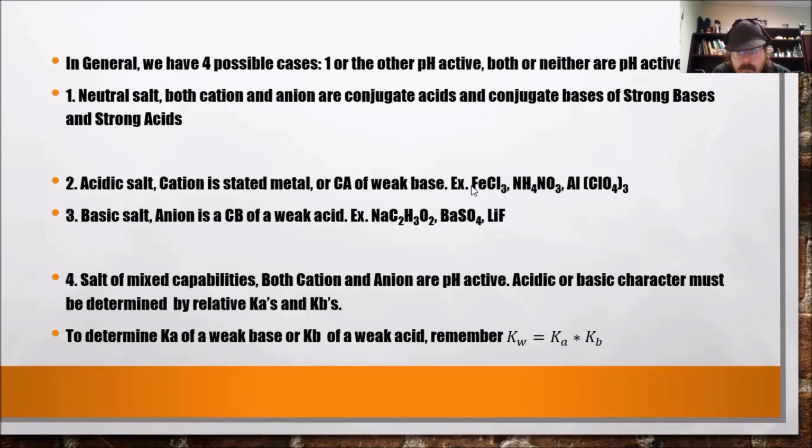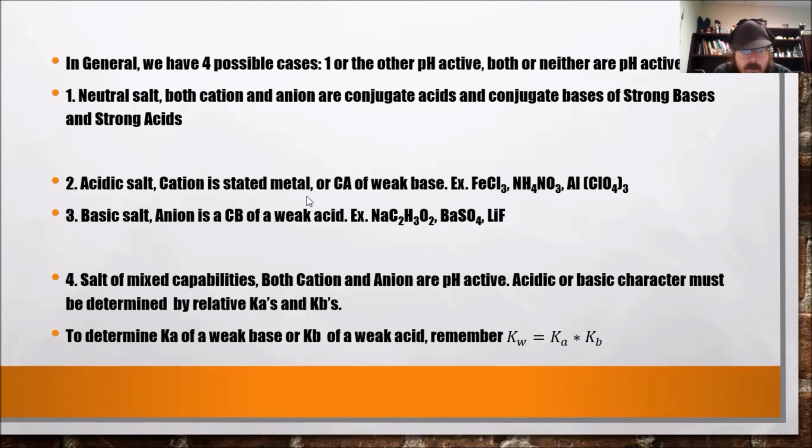To make an acid, you look to the cation. To make a base, you look to the anion. So for a basic salt, a salt that's going to affect the base, you look to the anion. You see acetate. Acetate is the conjugate base of a weak acid. Sulfate is the conjugate base of not H2SO4, but HSO4-. HSO4- is a weak acid. LiF: F- is the conjugate base of HF, which is a weak acid.